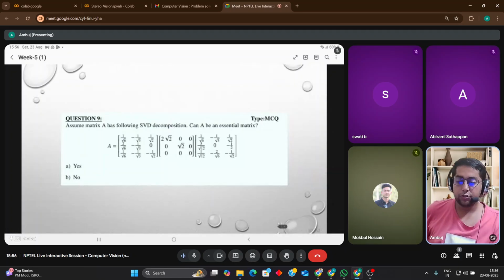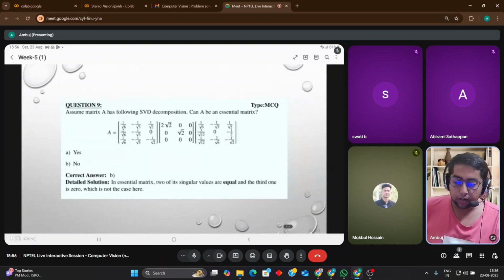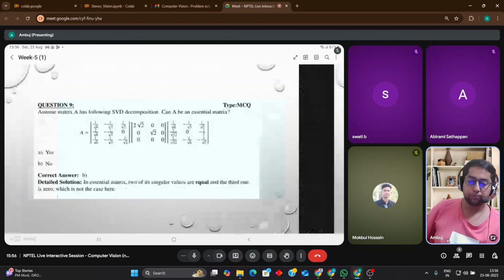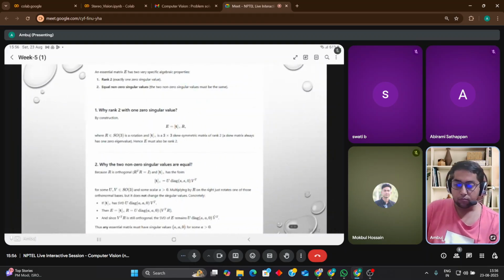Then you assume the matrix A has the following. This is question number 9. Assume matrix A has the following singular value decomposition, SVD decomposition. Can A be an essential matrix? This you just have to tell, either it is yes or no, or true or false. The correct option would be no. Why? We'll just try to see.